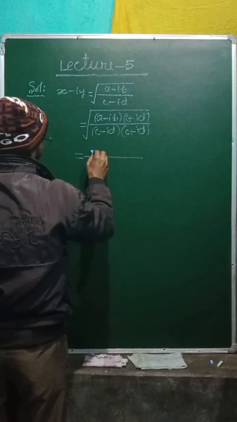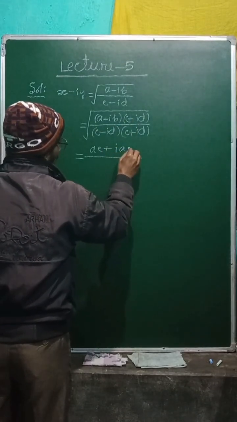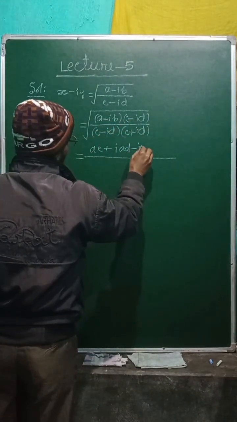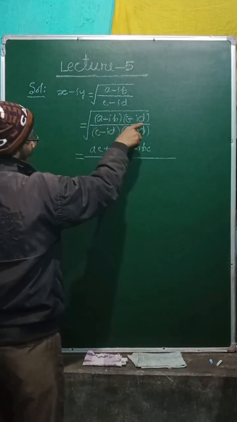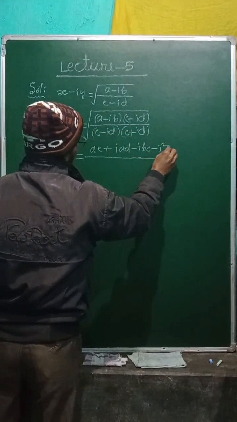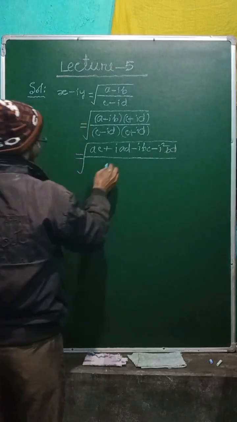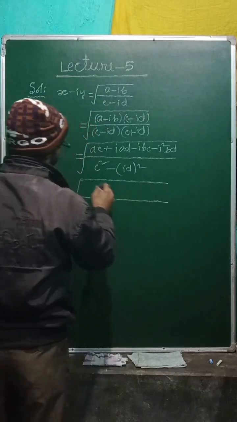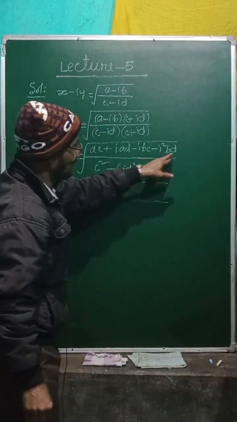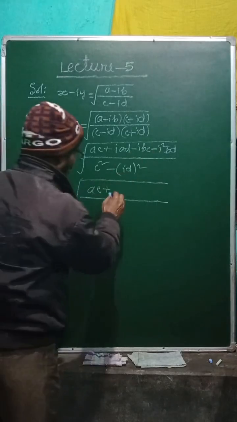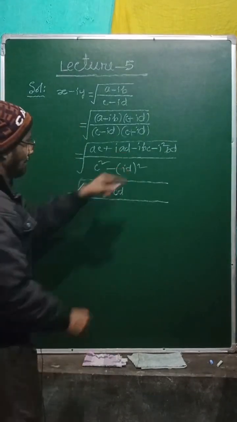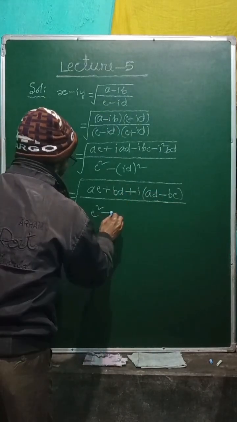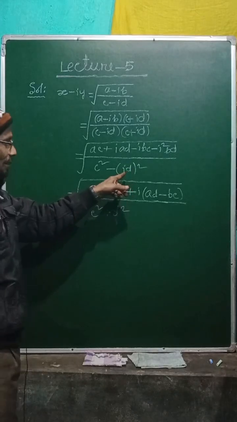In the numerator, ac plus iota ad and minus iota bc, then minus iota square bd, divided by c square minus iota d whole square, equal to ac plus bd, because iota square is equal to minus 1, so minus minus plus we are getting bd, and here common iota into ad minus bc by c square plus d square, because iota square will be minus 1.